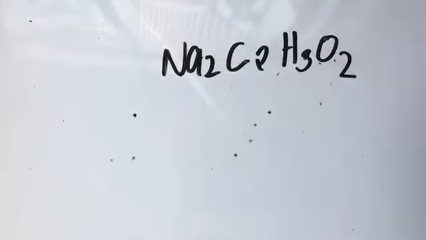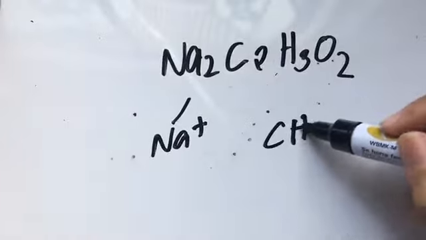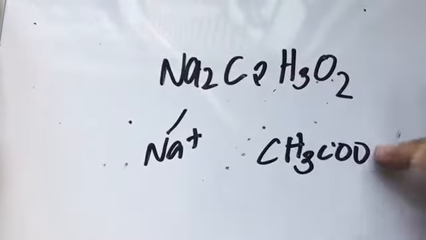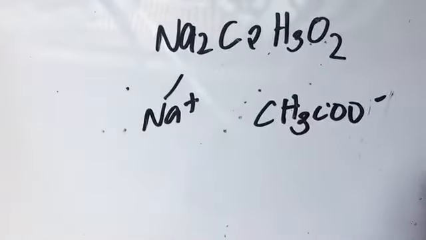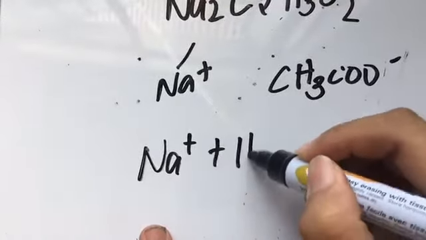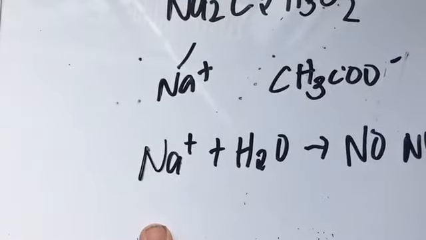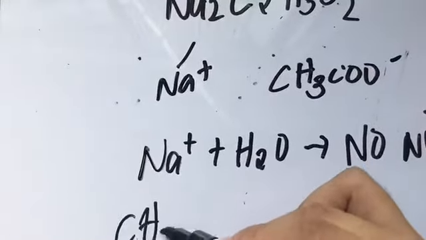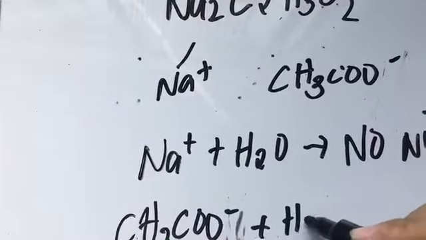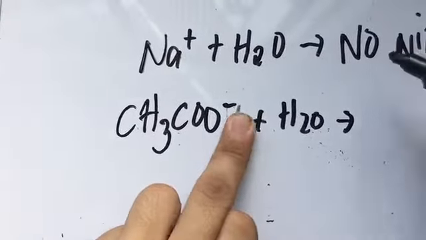Yan, sodium acetate. So it will form into sodium ion and acetate. Okay. So pag kinombine mo siya sa tubig, sodium ion cannot hydrolyze water. So it will have no net ionic equation. Acetate ion into water. It can hydrolyze water kasi negative.